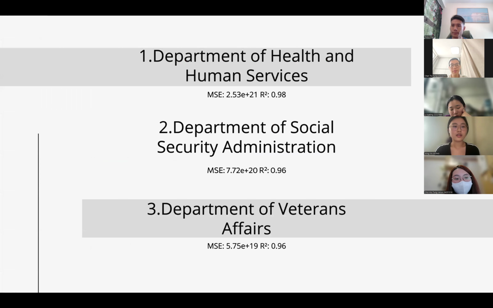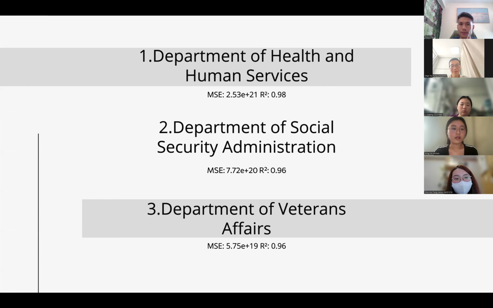So here are the top 3 departments that perform well in the model. They are the Department of Health and Human Services. Second is the Social Security Administration. And the third one is the Department of Veterans Affairs.